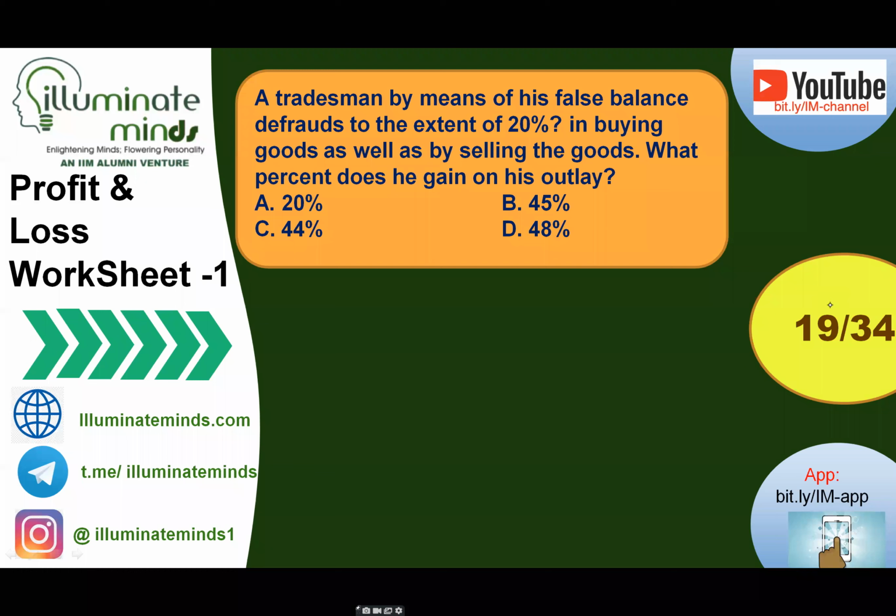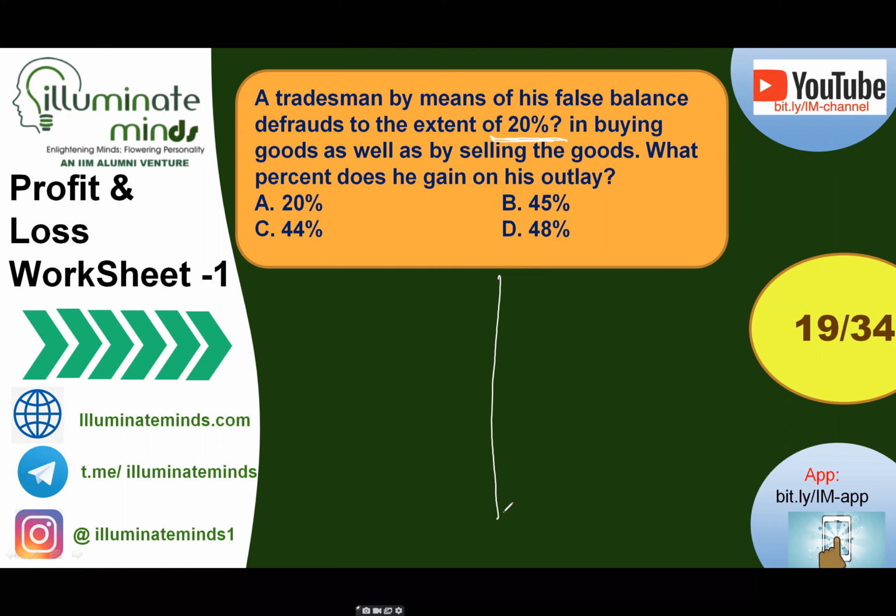A tradesman by means of his false balance defrauds to the extent of 20% in selling goods as well as in buying goods. So what percent does he gain on the total outlay? This is an interesting question. So it defrauds to the extent of 20%.